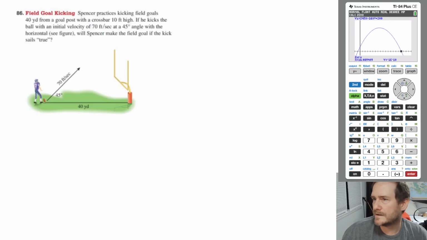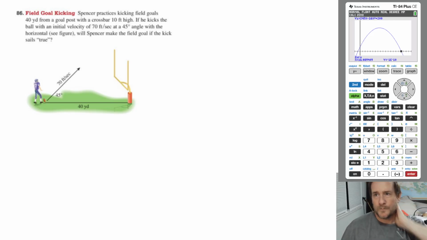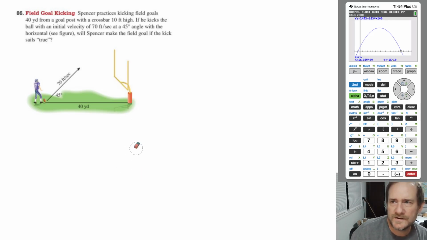Like this one about kicking a field goal. It says Spencer practices kicking field goals 40 yards from a goalpost with a crossbar that's 10 feet high. If he kicks the ball with an initial velocity of 70 feet per second at 45 degrees with the horizontal, will Spencer make the field goal if the kick sails true?